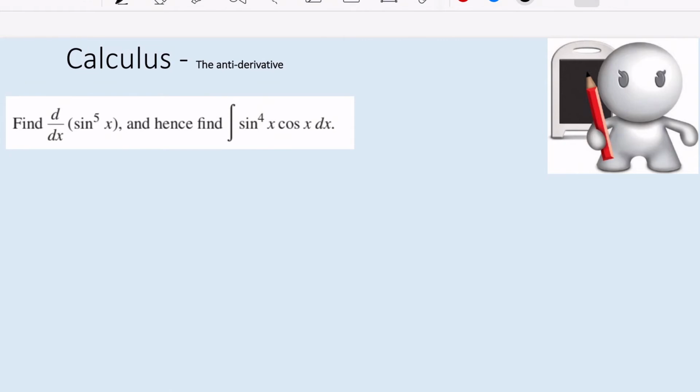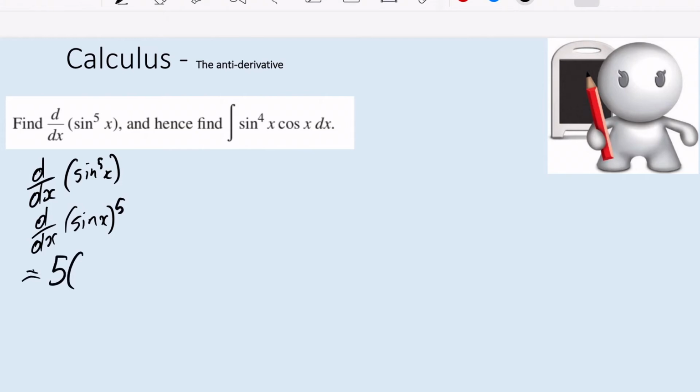Okay, the next question, we've been asked to differentiate sine of 5x. Now that's the same as sine to the power of 5 of x, and that's the same as the sine of x raised to the power of 5. So using the chain rule, drop the power, less 1 for the power, and then multiply by the derivative of the inside. Tidying that up, that's a good answer by the way. Tidying that up, we're going to get 5 sine to the power of 4 x multiplied by the cos of x.